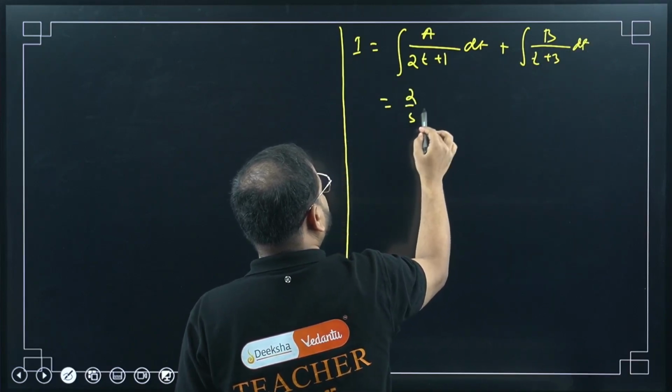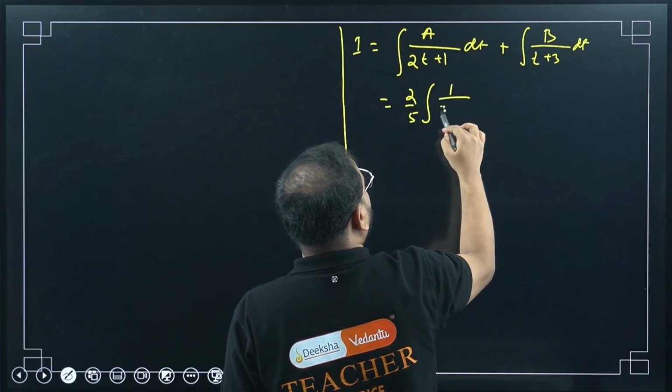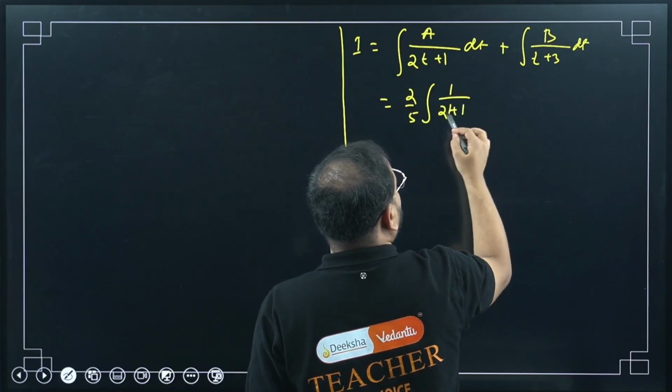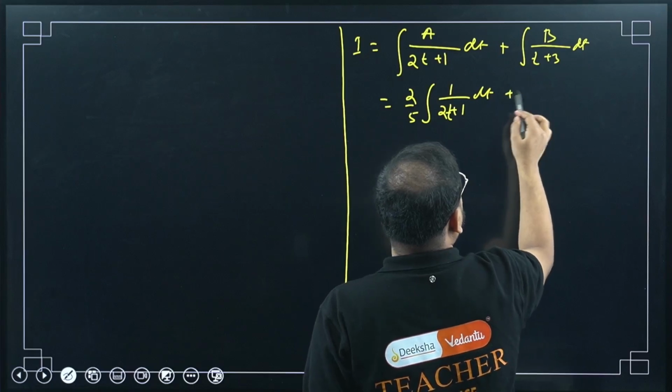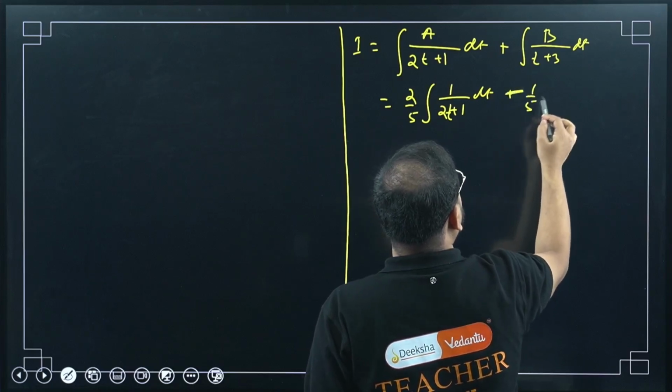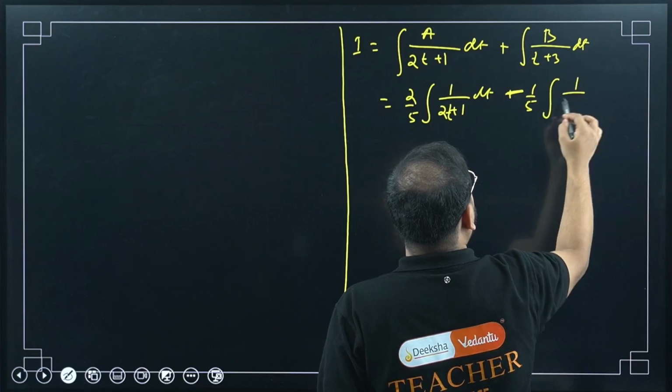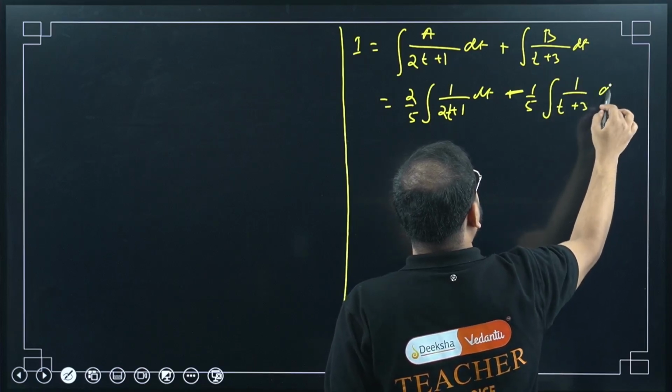So I'll keep the constant outside. 2 by 5, 1 upon 2t plus 1, and dt is there. Plus, how much is this? Minus 1 by 5 is there, no? So minus 1 by 5 for b. Integration of 1 upon t plus 3 dt.